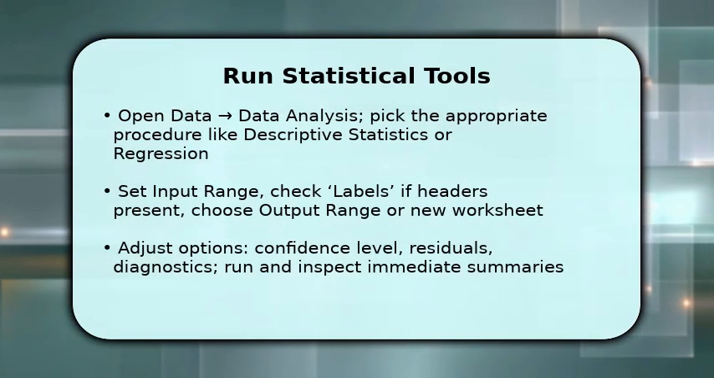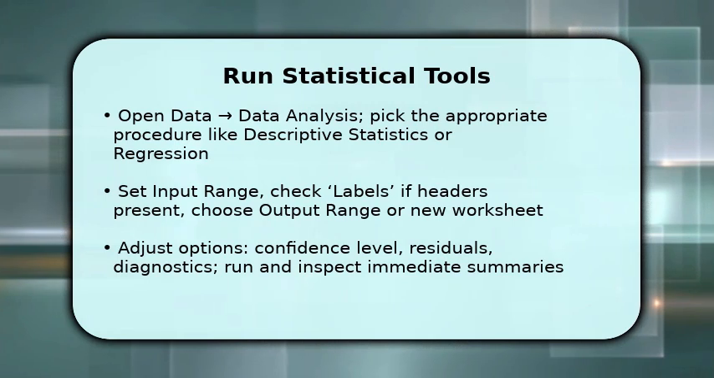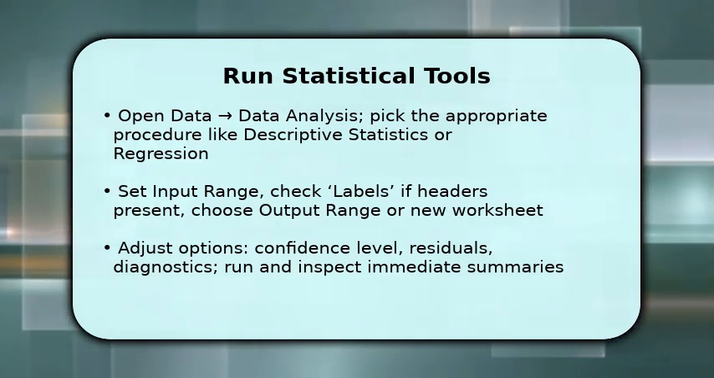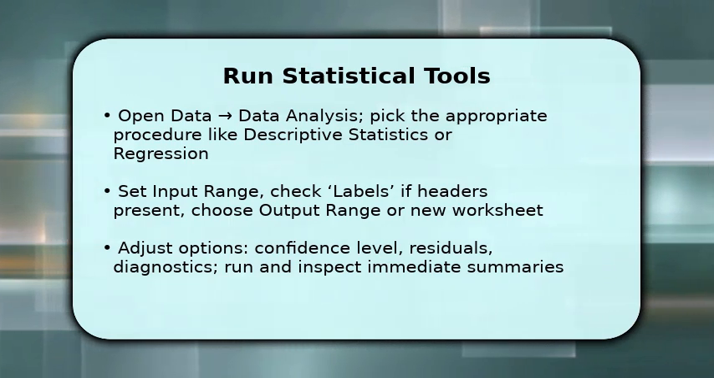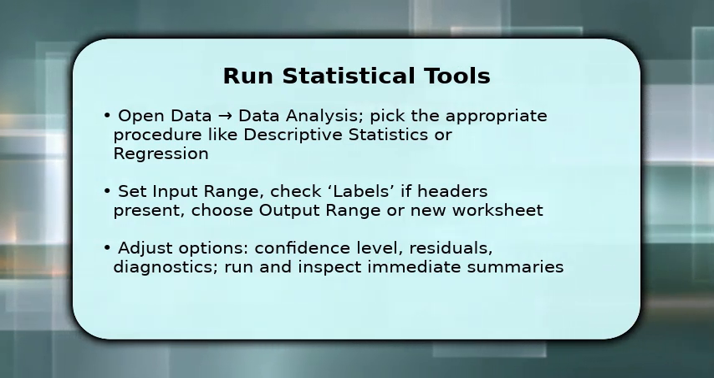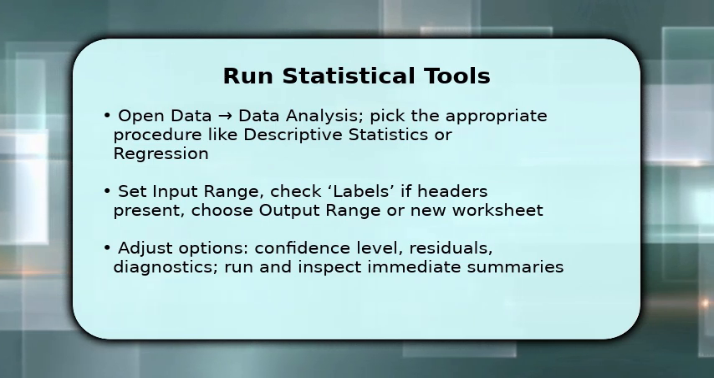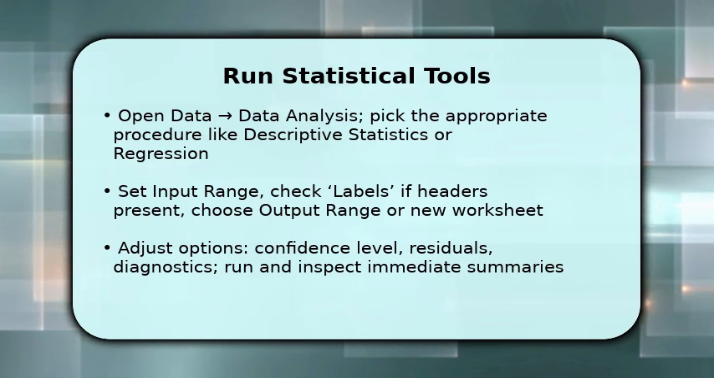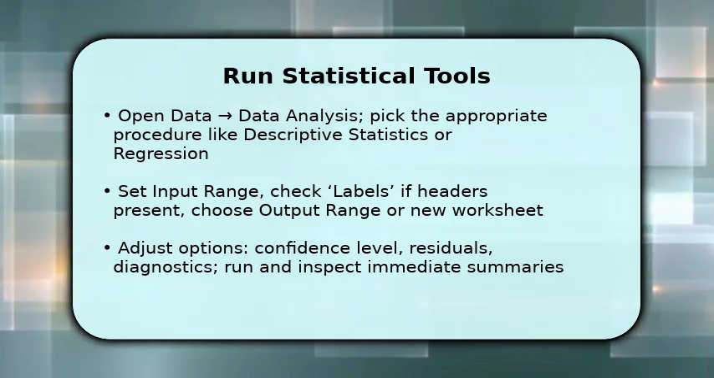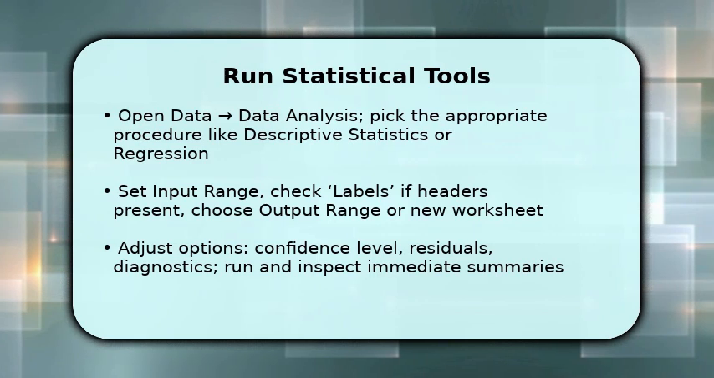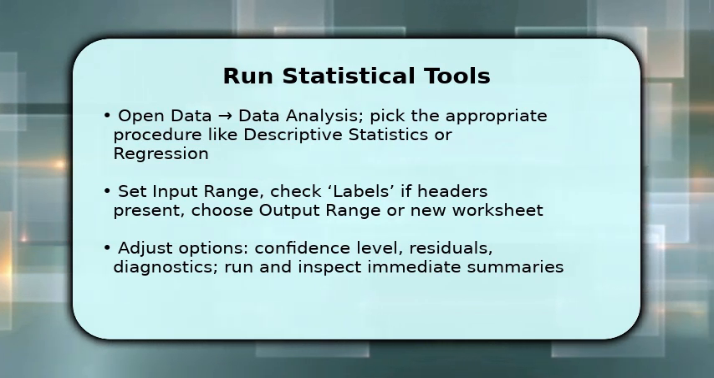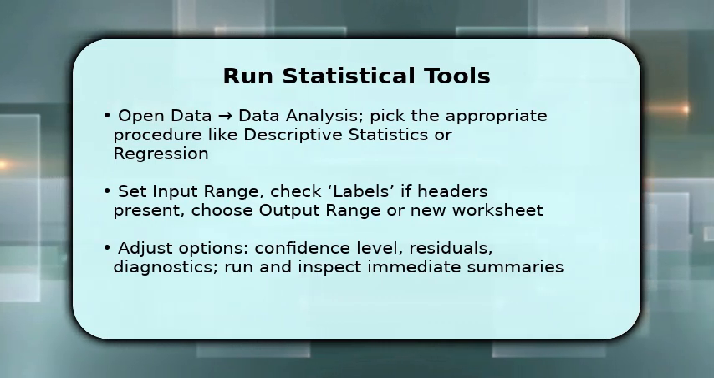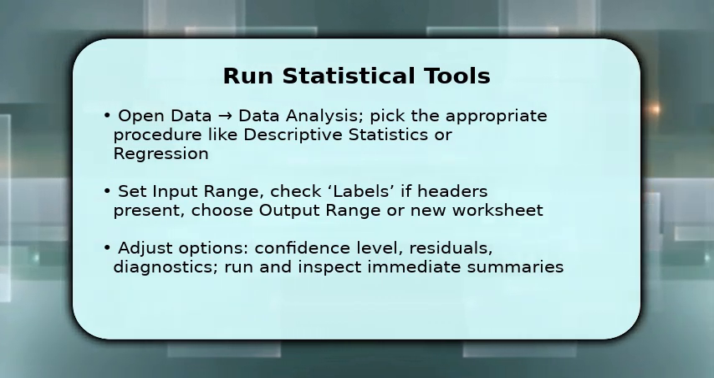Now you run the specific statistical procedure in Data > Data Analysis to get results. You choose the tool, Descriptive Statistics for quick summaries or regression for relationships, and then set the input range. Make sure to check labels if your selection includes headers, choose an output range or a new sheet to keep results tidy. Adjust options such as confidence level, residuals, or diagnostics depending on the test. Once run, scan summary tables and key metrics to confirm the procedure executed correctly.